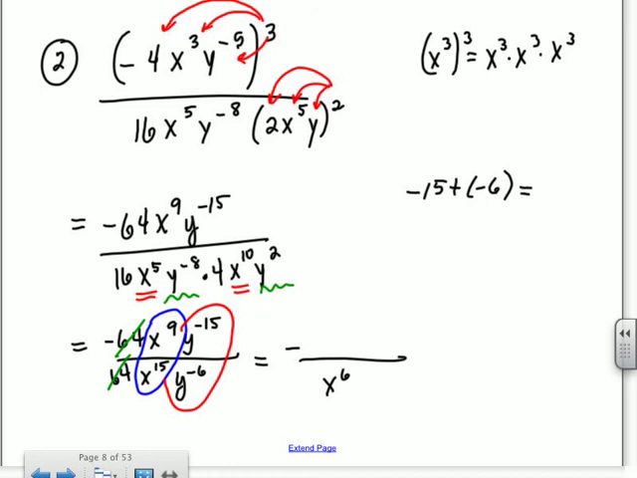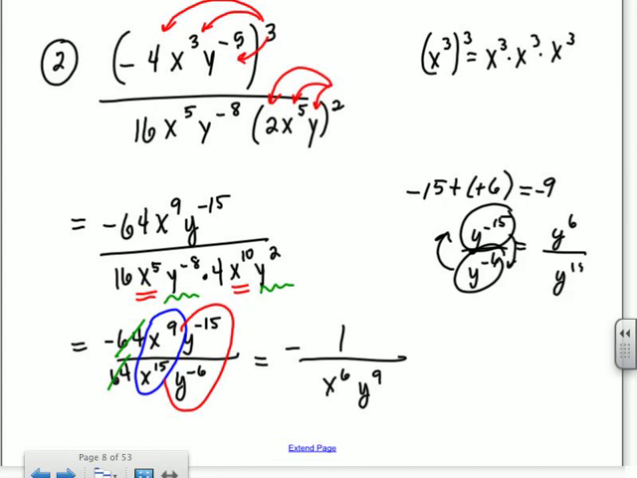What about the y's? You can switch their positions if you want, or you can do your subtraction rule. So I have negative 15 minus a negative 6. So that would be negative 15 plus 6. So that's negative 9. So that means I would basically have y to the negative 9 on top. So where's my y in the end? On the bottom. So you really have y to the positive 9th on the bottom.